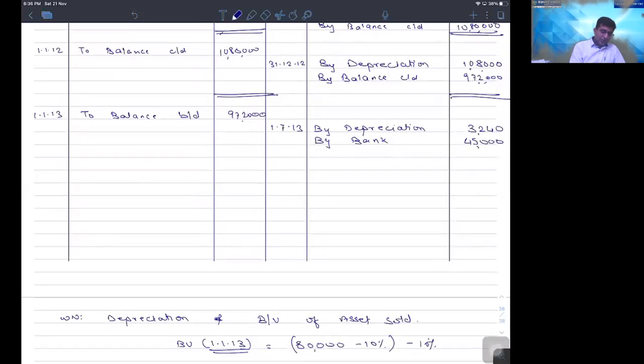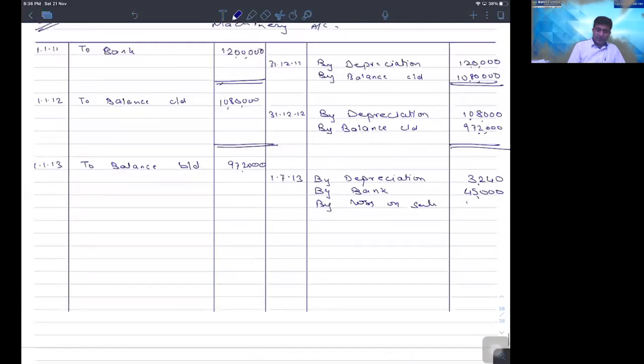So by loss on sale of asset, how much is the loss? 16,560. Did you people understand this? Will this account be closed immediately now? Answer is no. Why not? We still need to charge the depreciation on the remaining asset and the new asset purchased during the year or not?